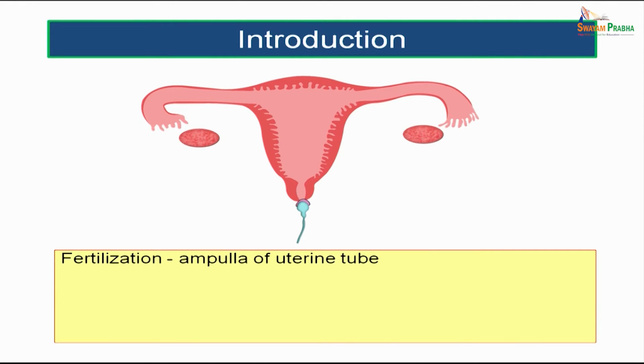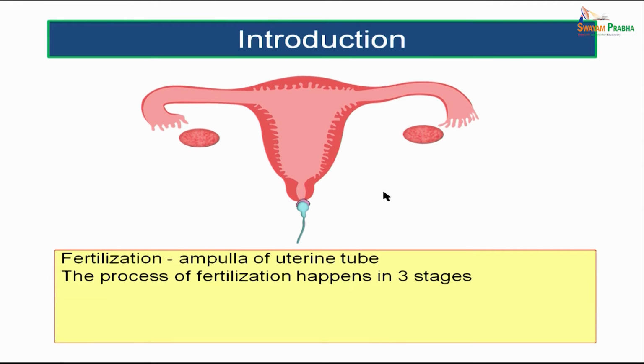The site of fertilization is the ampulla of the uterine tube. This is the uterine tube. It has mainly 4 parts: the interstitial part, the isthmus, the ampulla and the infundibular portion. Fertilization happens at the ampulla of the uterine tube. The process of fertilization happens in 3 main stages.